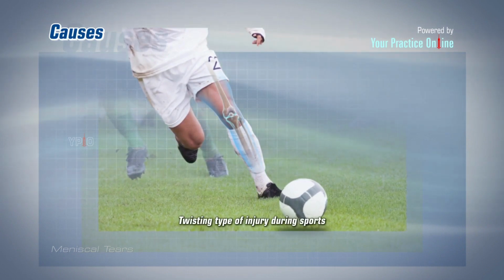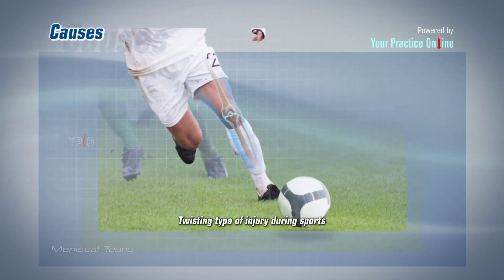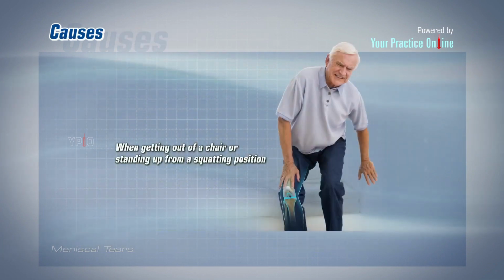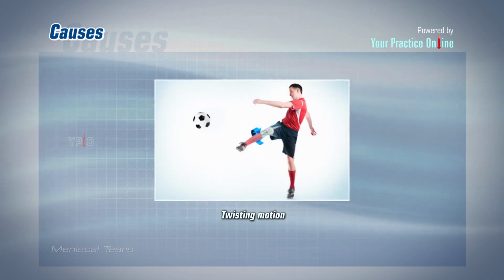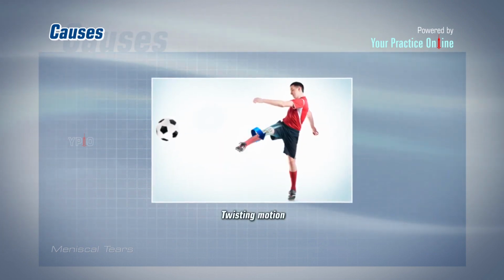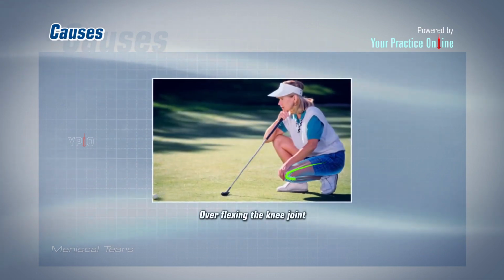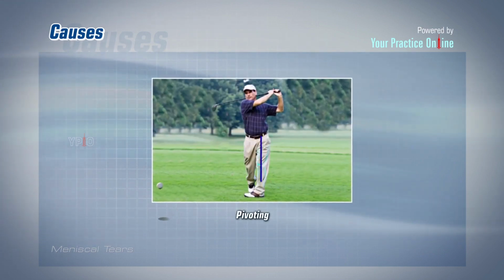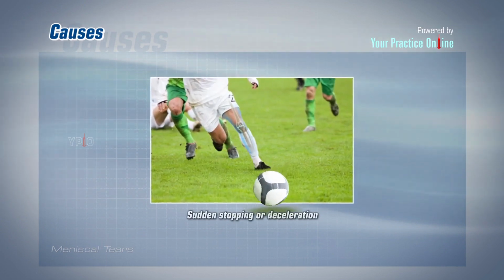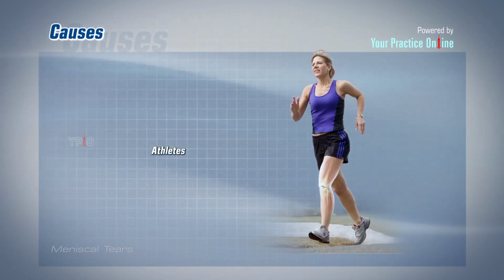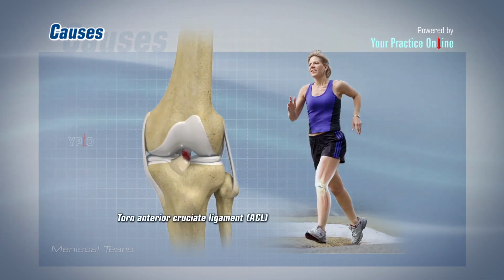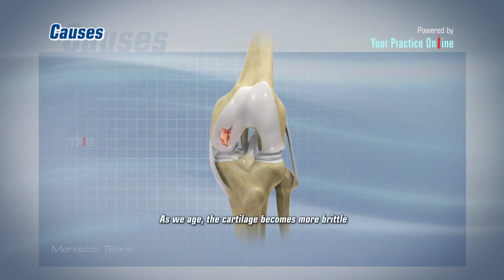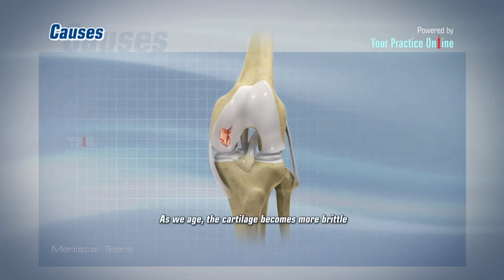Causes. The meniscus can tear following a twisting type of injury during sports or when getting out of a chair or standing up from a squatting position. Athletes can tear their meniscus by either a twisting motion, over flexing the knee joint, pivoting, or sudden stopping or deceleration. In athletes, meniscal tears often occur along with other injuries, such as torn anterior cruciate ligament, ACL. Also, as we age, our cartilage becomes a little more brittle and can therefore tear more easily.